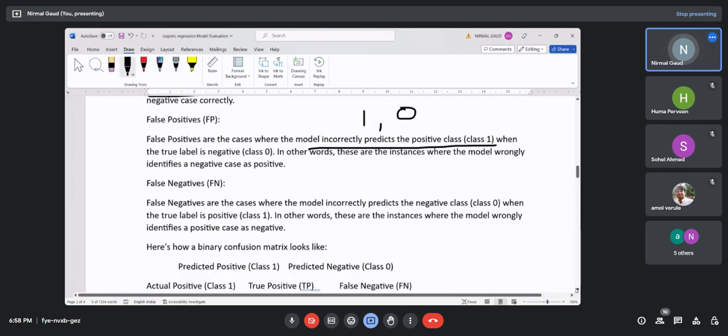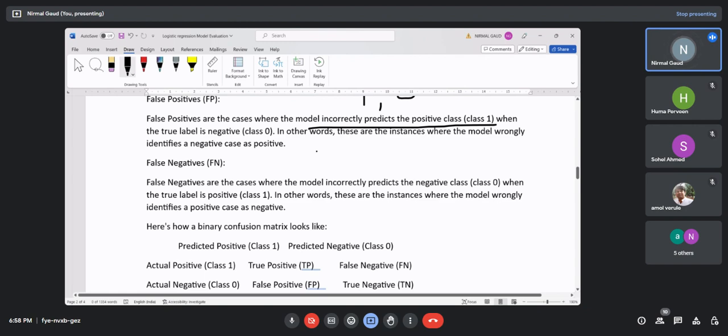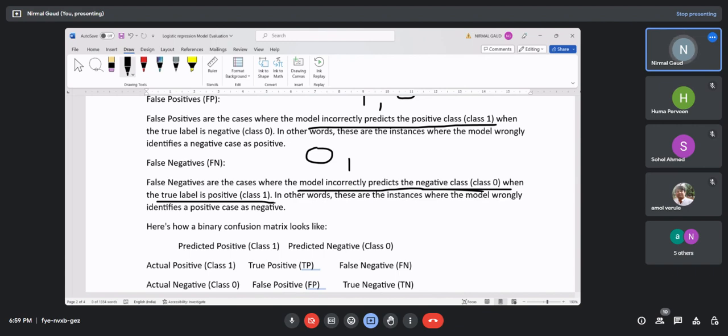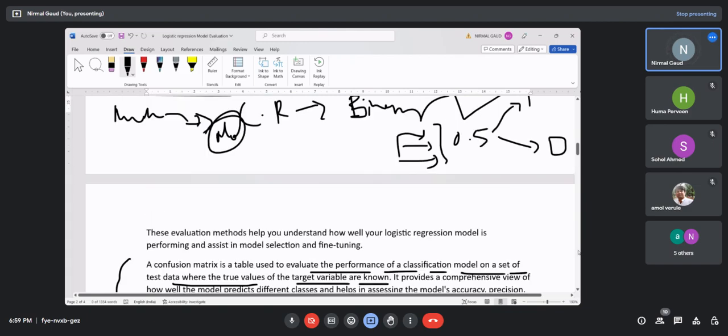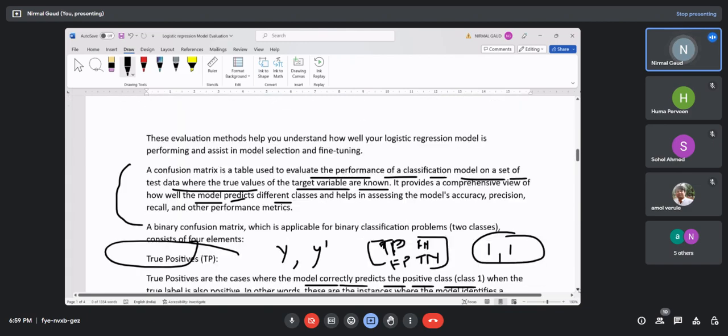Then what will be false negative? Your output should have been 0, but your model predicted otherwise. It should be in the negative class when the true label is positive 1. That means it incorrectly predicts the negative class 0 when the true label is positive class 1. What does this mean? False negative means it should be 0 and your model predicted 1, or something else. Confusion should not be there.